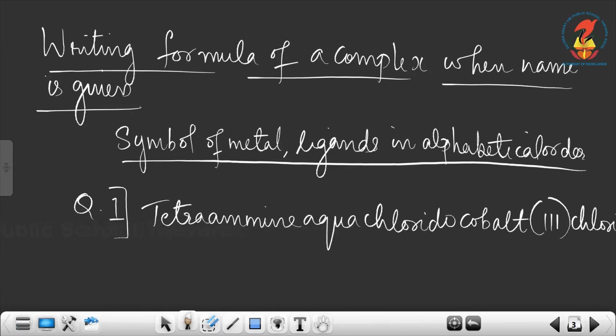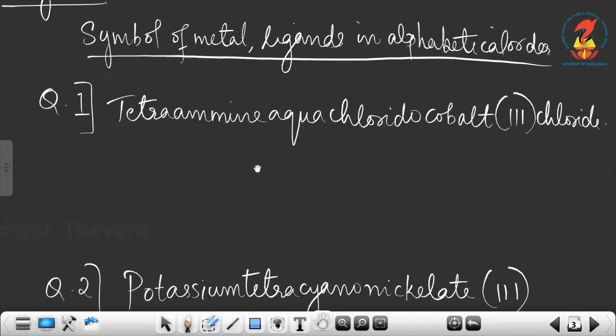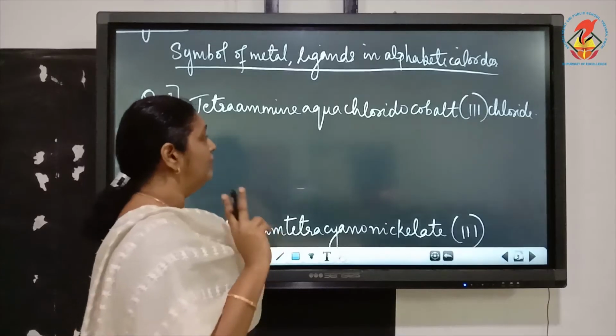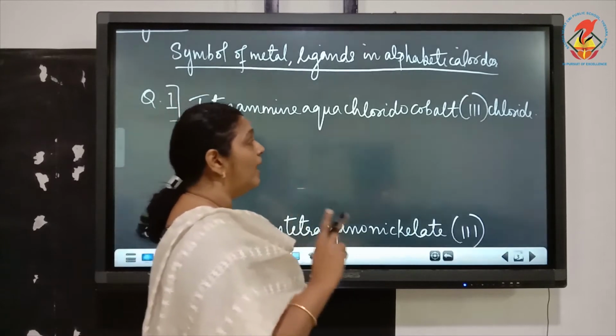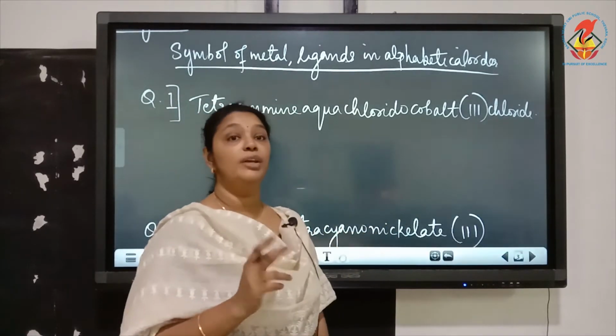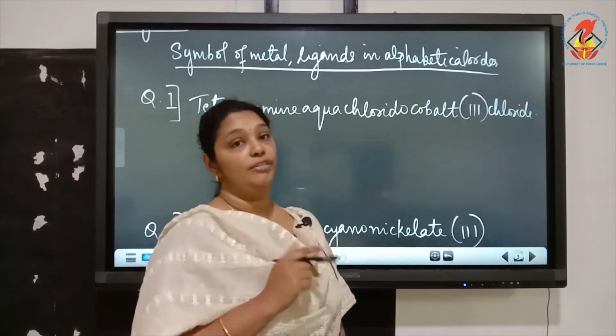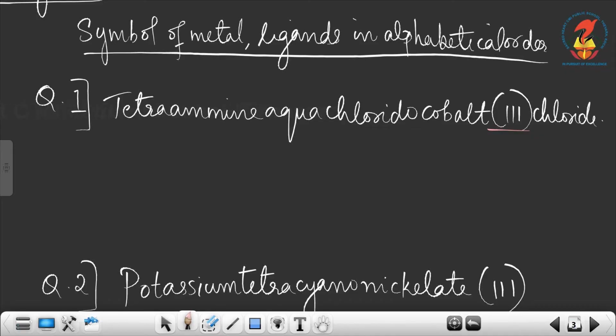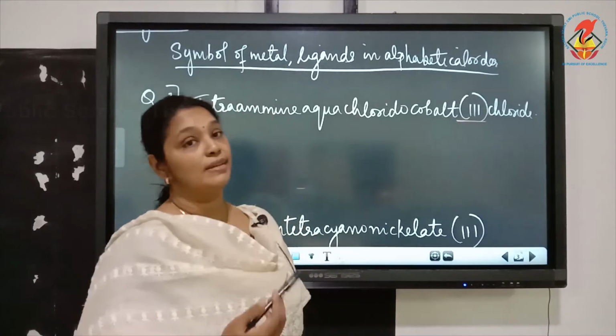Now, we will do a few examples. First question, tetraamine aqua chlorido cobalt 3 chloride. Now, if you look at this, you are given the ligands' names. Tetraamine means 4 ammonia, aqua is H2O, 1, chlorido is 1 chlorine, cobalt 3 chloride. So, here you know the oxidation number of the metal atom. The metal atom is cobalt with oxidation number plus 3 and the counter ion is chloride.